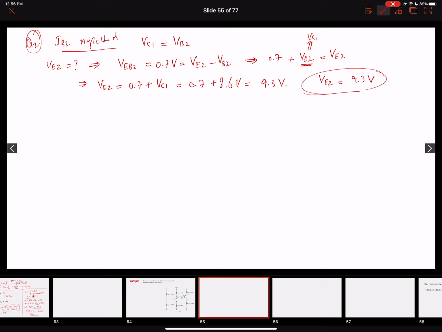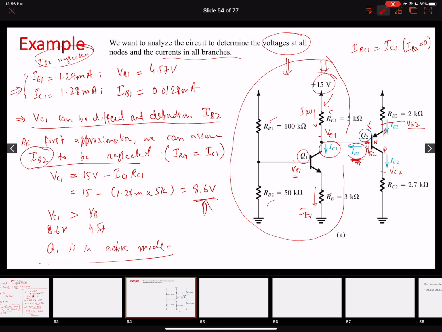All right, so we ended up finding the value of VE2, which comes out to be 9.3 volts. So the next thing that we need to do is find out the value of IE2. We have a biasing potential here as well, so we can easily solve the circuit.